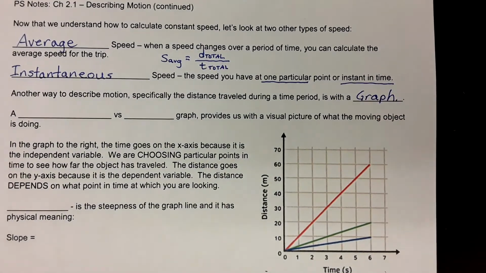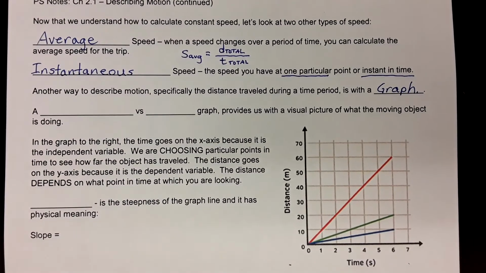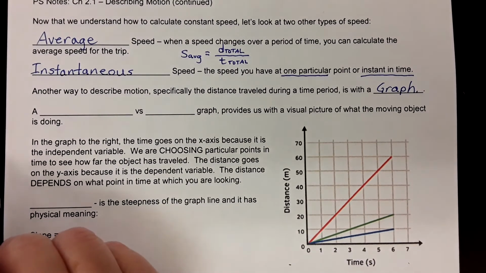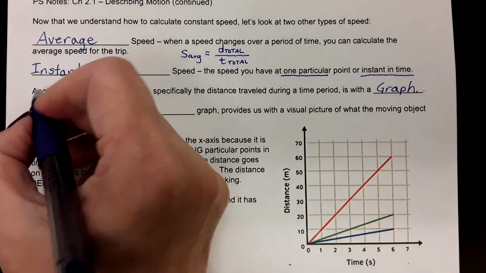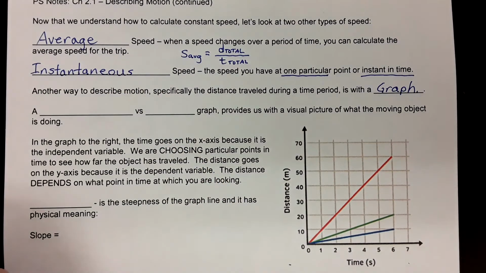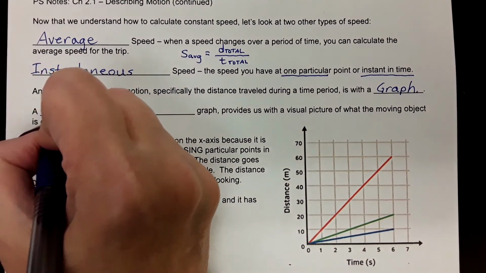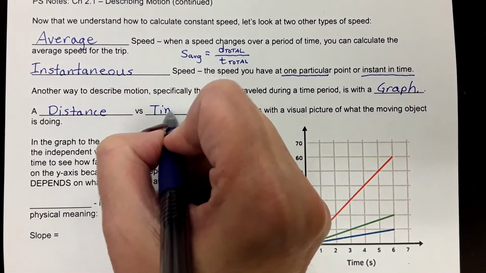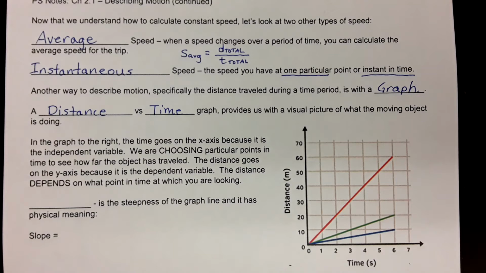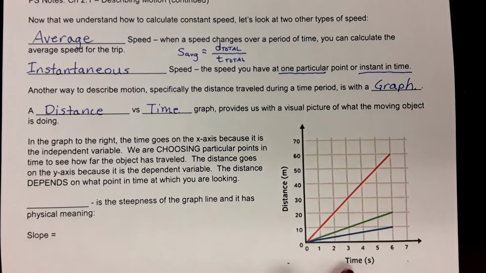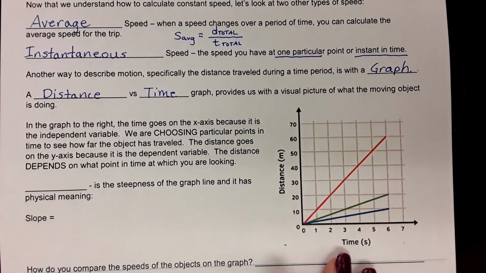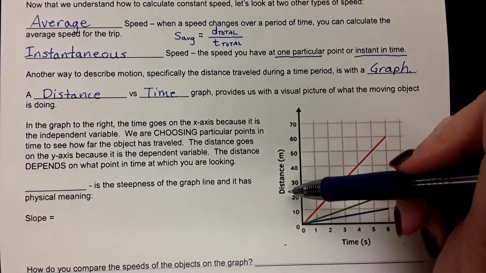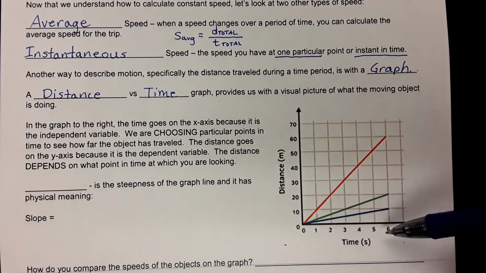We can actually use a graph to describe motion. And specifically, we're going to do a distance versus time graph, okay? A distance versus time graph. Now, this is pretty particular, so pay attention. Notice that on a distance time graph, the distance goes on the y-axis, the time goes on the x-axis. Now, why?